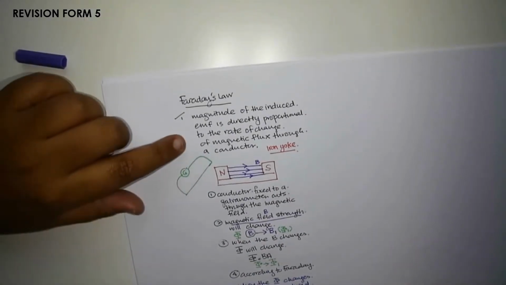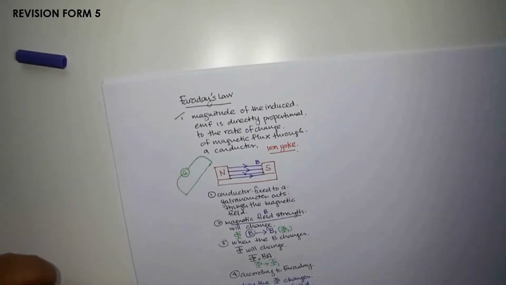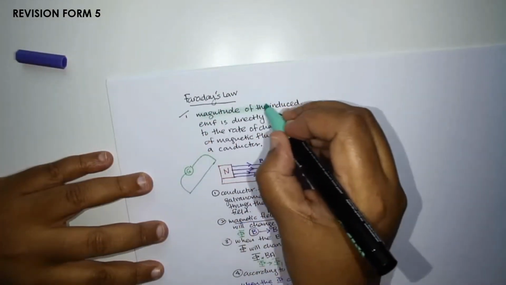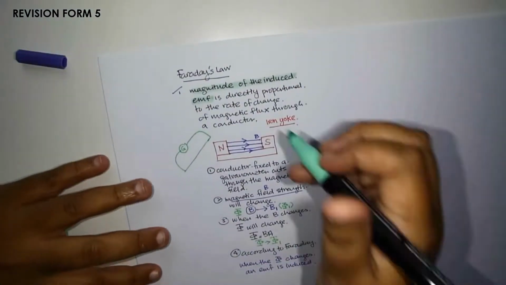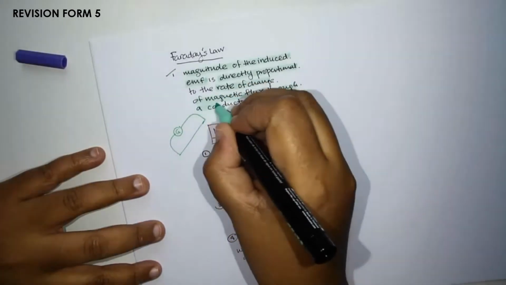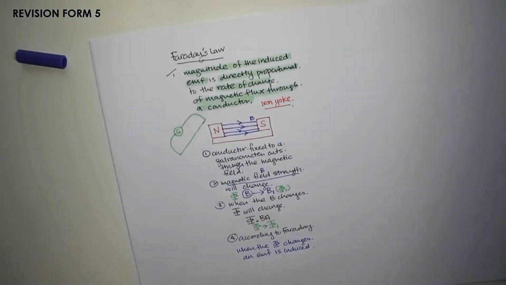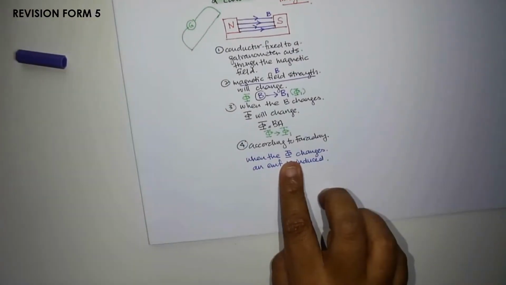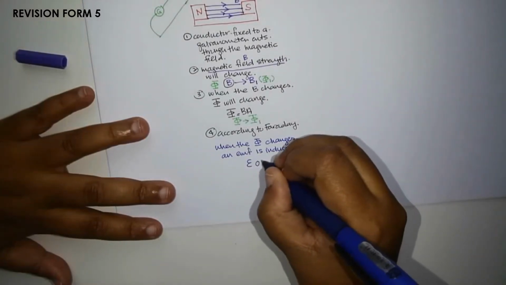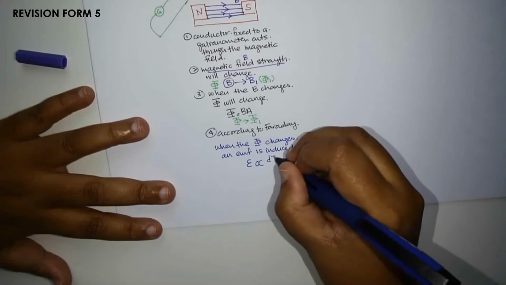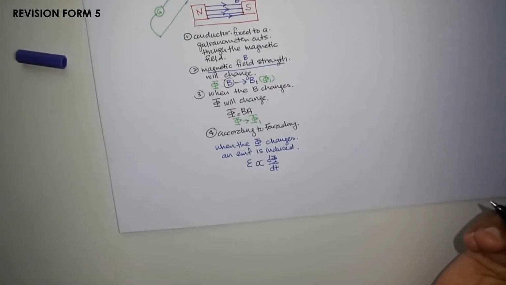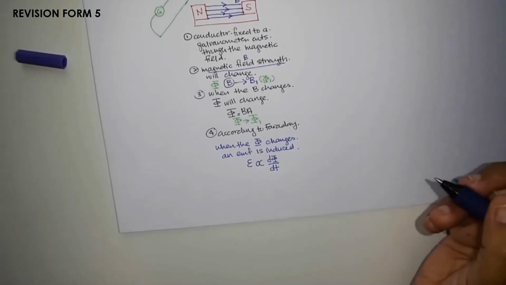So here, what Faraday says: the magnitude of the induced EMF is directly proportional to the rate of change of magnetic flux through a conductor. That means when the magnetic flux changes, an EMF is induced, and the induced EMF is directly proportional to the rate of change of magnetic flux through the conductor.